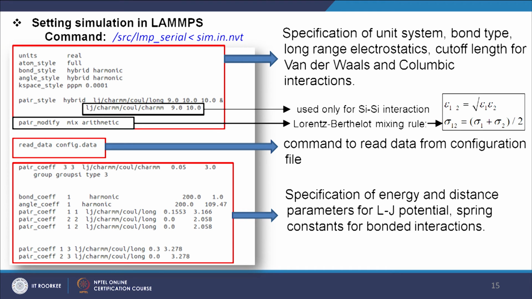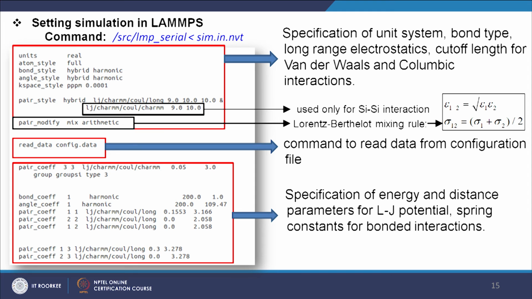Now, using mixed arithmetic we are defining the LJ potential for dissimilar materials. We use this type of formulation for epsilon and sigma. If you have two dissimilar materials with epsilon and sigma, then epsilon 1 2 can be calculated as the geometric mean and sigma 1 2 can be calculated as the arithmetic mean. These are given by the Lorentz-Berthelot mixing rule. By adding this line, mixed arithmetic, you can activate these rules.